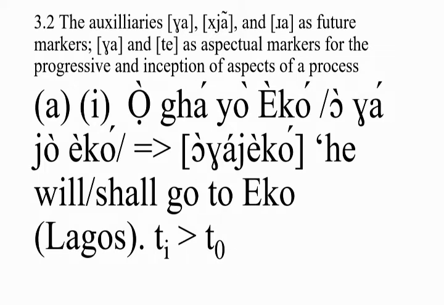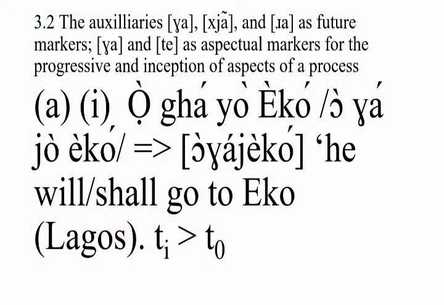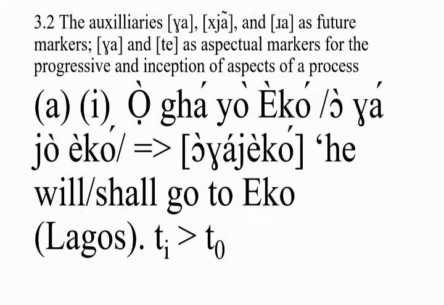So let us look at the first example there. Orayo eko, which after elision and the rest, you now have orayo eko. That means he will or he shall go to Eko, which is the Edo word for Lagos. Orayo Eko, which becomes Orayo Eko after the elision processes.